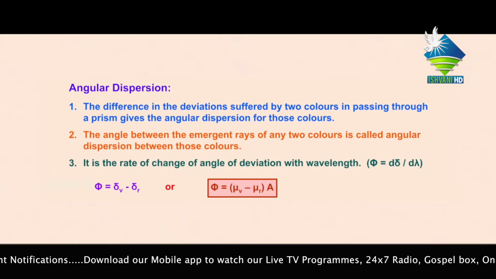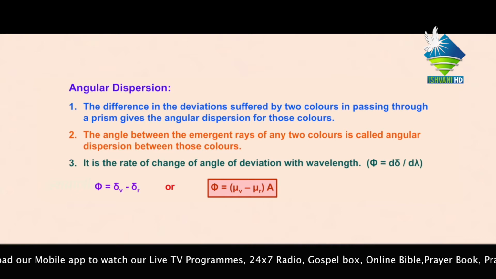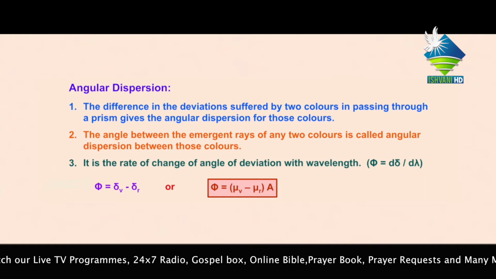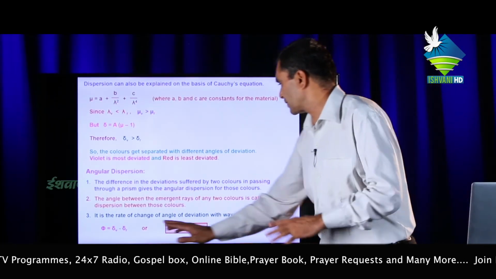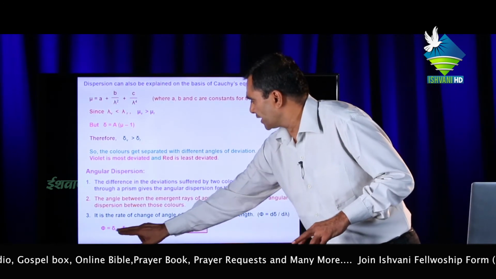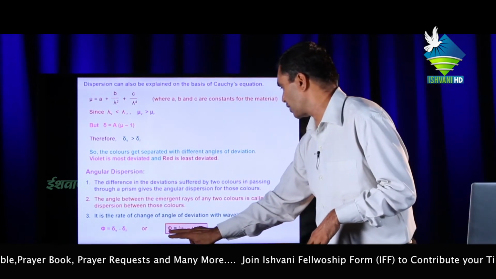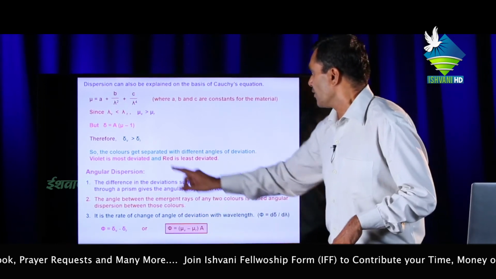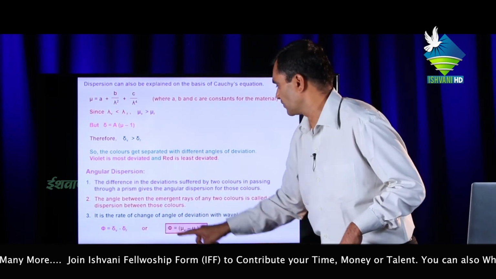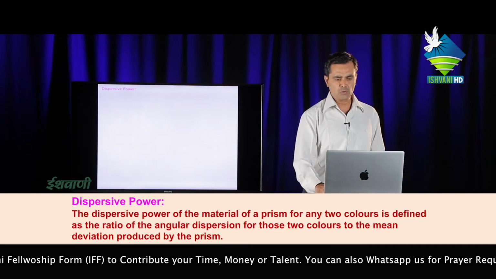That is theta equal to d delta upon d lambda, meaning the rate of change of angle of deviation with wavelength is called angular dispersion, represented by theta. Or, the difference of angle of deviation for violet and red color is called angular dispersion, represented by theta equal to mu v minus mu r. For violet color putting this value here, for red color putting this value here, and we get this equation. Now next, dispersive power.